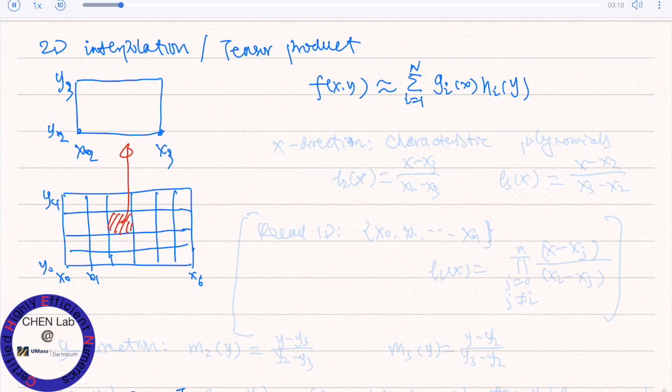Suppose you have a function on this larger rectangle you want to approximate, and you take out any such small rectangle. On this small rectangle, if we focus on the x direction, we want to have 2 points. We can define, as we did in 1D, the characteristic polynomials. So we're going to have L2(x) and then L3(x). The notation doesn't really matter; I can call them anything. The two functions.